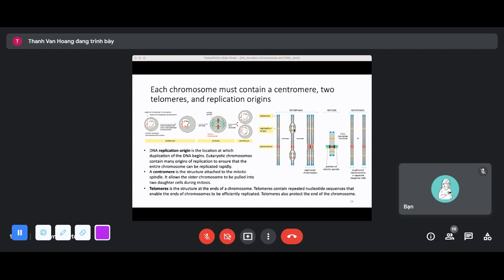So if each chromosome just had one DNA replication origin, it would take forever, right? So in order to make this process faster, the cells have organized that there are many DNA replication origins that fire the DNA replication at the same time within the nucleus. Okay.